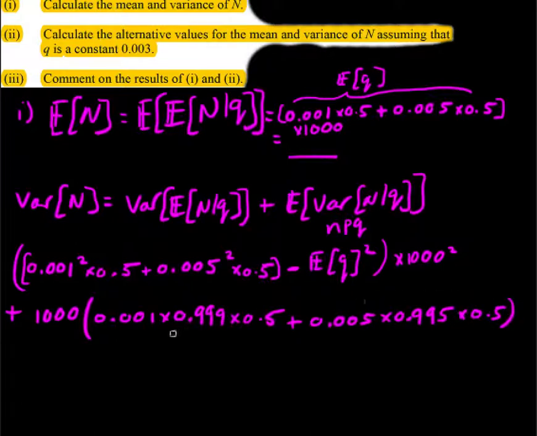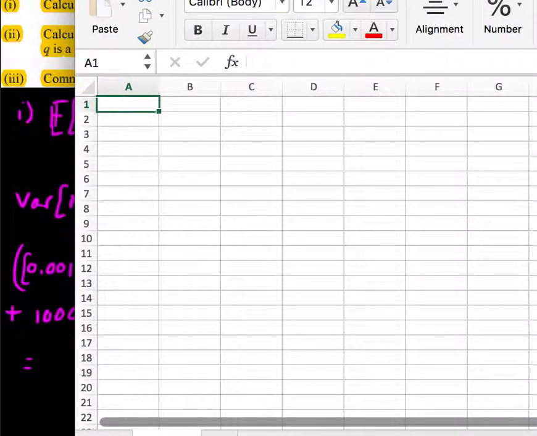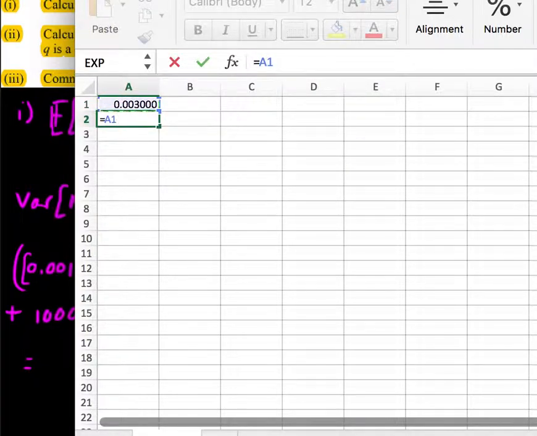That covers the full probabilities that it could be, and that'll give us a figure there. When we add these two together, that'll give us the variance of N. So let's calculate that now. All right. First bit, let's just find the expectation of Q, which is 0.001 times a half plus 0.005 times a half. And then we're multiplying that by 1,000, which gives us the expectation of N. And so we have 3.